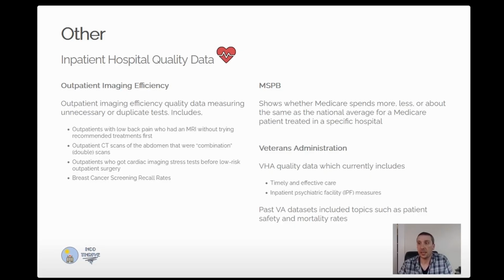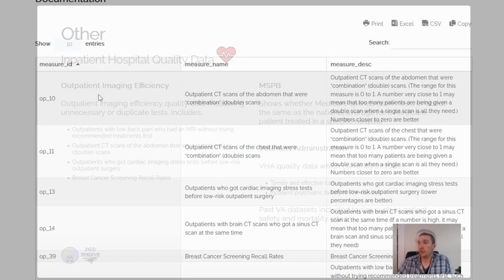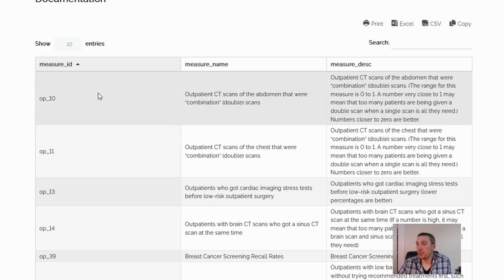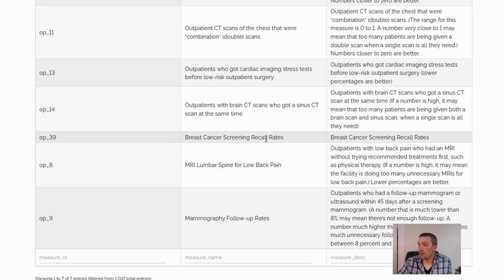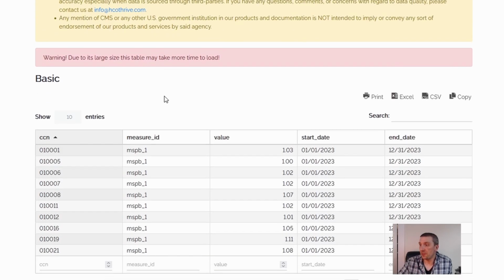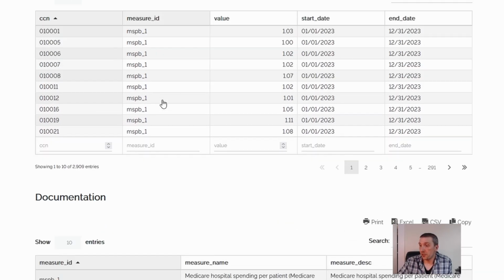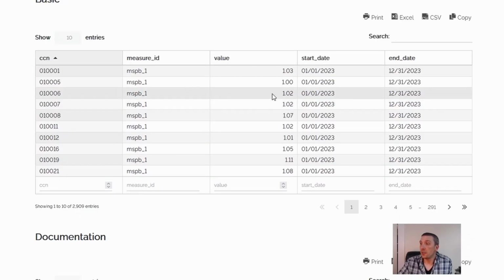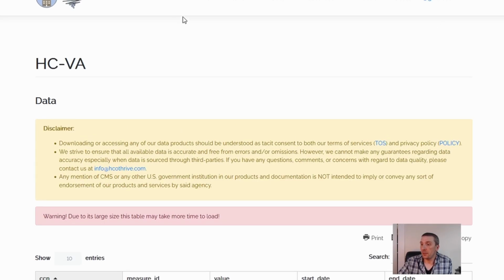And so briefly, we'll just take a look at some of these data tables at our website. Here's the documentation for the outpatient imaging efficiency. So you can see outpatient CT scans of the abdomen that were a combination, breast cancer screening recall rates. And for MSPB, pretty simple. There's only one measure. So if it's over 1, it's going to be greater than average. Under 1, it's going to be less than average. And finally, VA data.